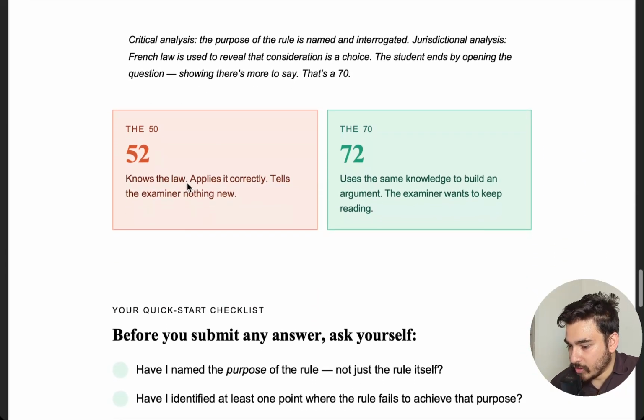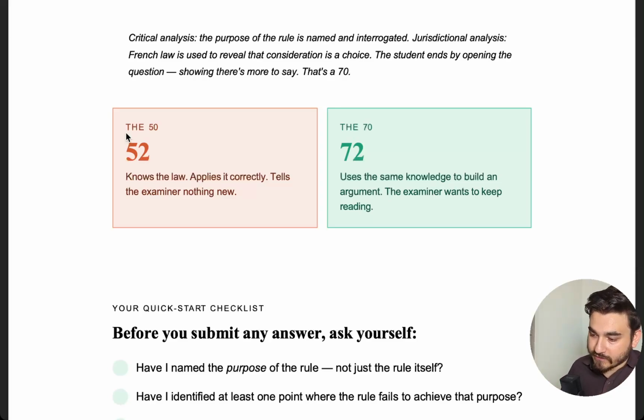So all in all, the person who got a 50 or a 52 knows the law, applies it correctly, and does the bare minimum. The examiner is reading 300 scripts. In all of those scripts, he's reading what Foakes versus Beer is saying. He's reading what Carlill versus Carbolic Smoke Ball is saying. He knows what the law is. He knows what these cases say. He doesn't care. What you need to do is make that distinction. It's called distinction for a reason. You have to give him that extra knowledge. You have to go beyond the bare minimum.